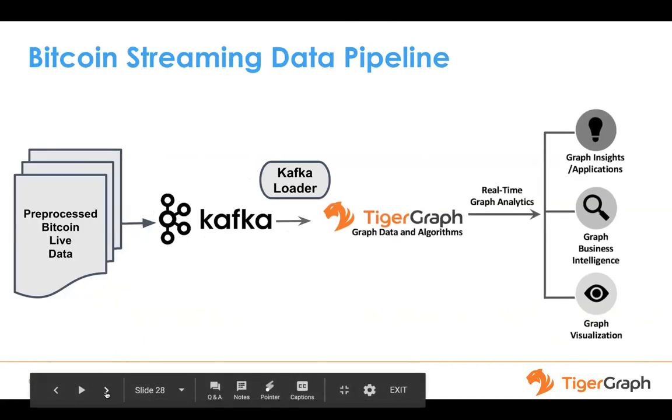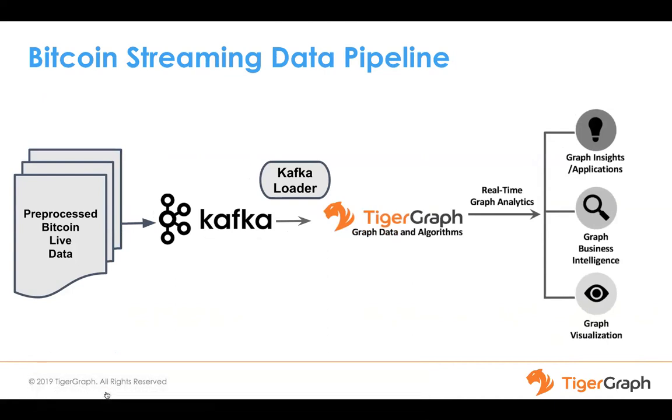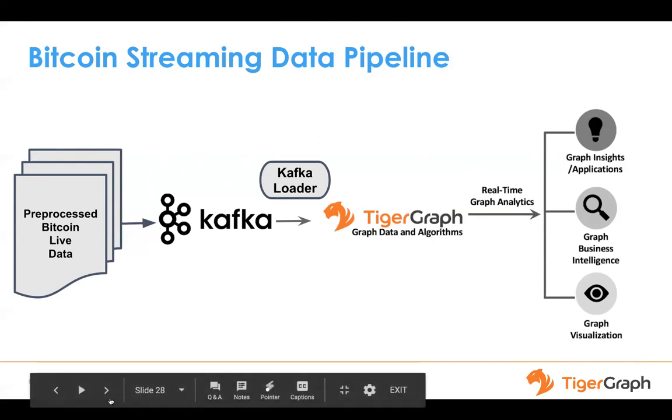With respect to Bitcoin streaming data, as Sai mentioned, Bitcoin data is growing every day, and pretty much every 10 minutes there's new Bitcoin data. If you have an external Kafka cluster set up, you can leverage this feature to update the graph in real time. You just have to pre-process the Bitcoin live data, set up the Kafka cluster, and feed it into TigerGraph. And you can do analysis on top of this updated graph continuously. It's a very cool feature that you can think about integrating into your Bitcoin visualization and analysis.